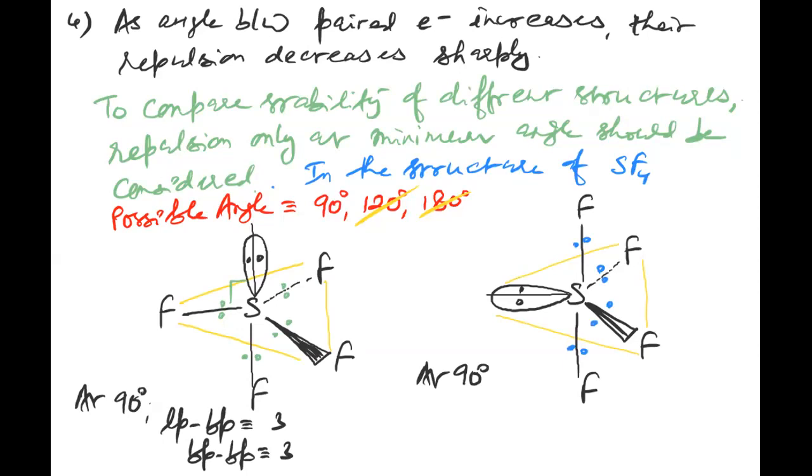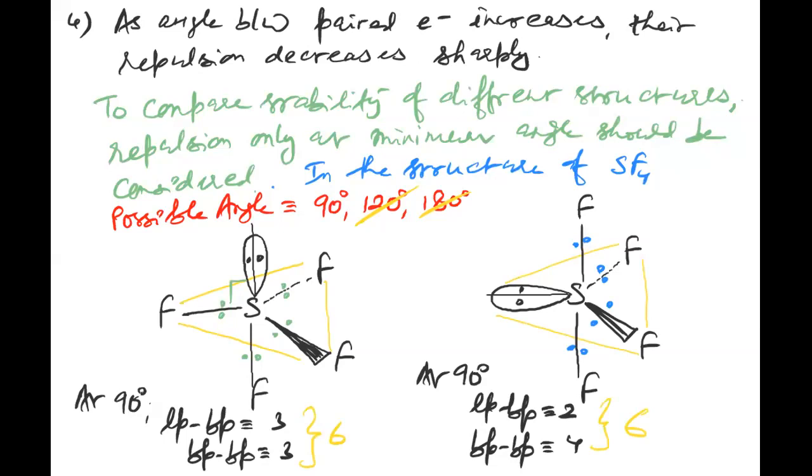So overall lone pair bond pair repulsions are 2, and bond pair repulsions are 4. So overall they have the same repulsion. Total number is 6 here, and the same 6 total here. But we know lone pair bond pair repulsion is more than that of bond pair repulsion.